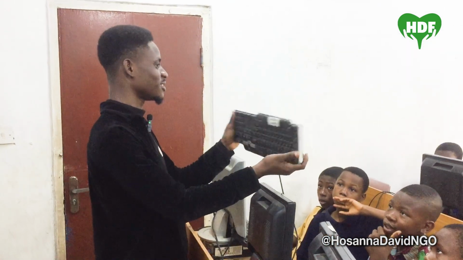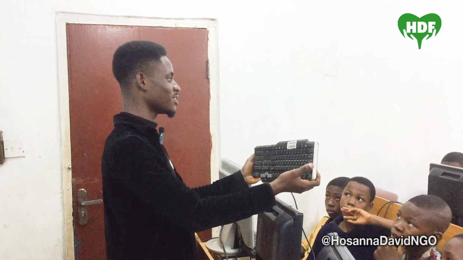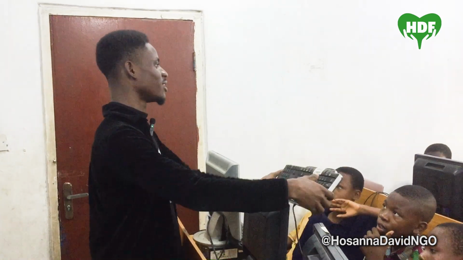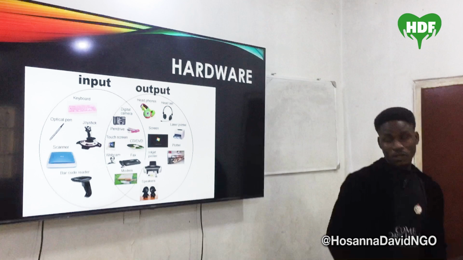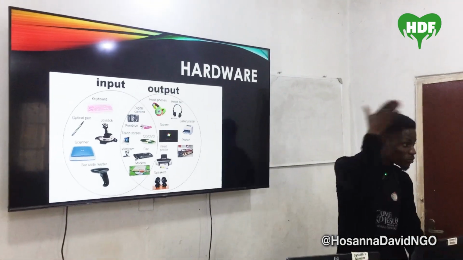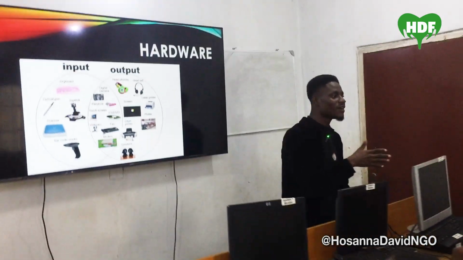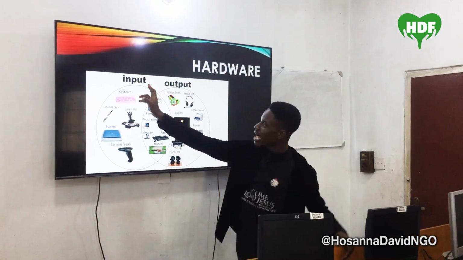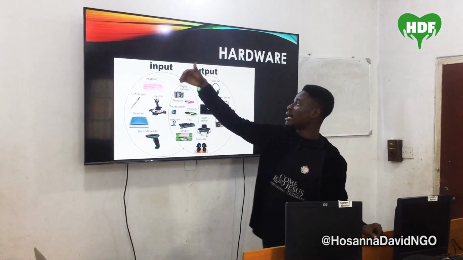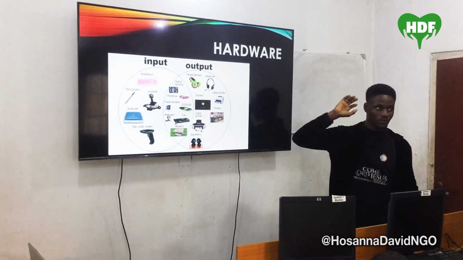Is this a hardware? How is the hardware? Yes, because I can touch it. So let's go to examples of hardware. Hardware is divided into two parts. So we have the input and the output.